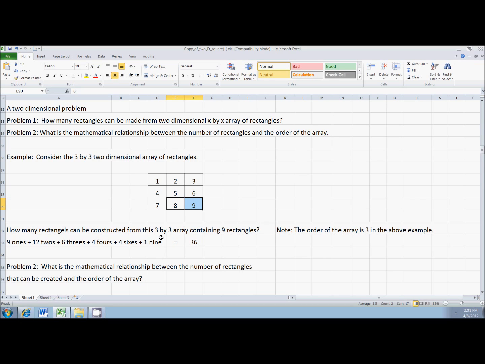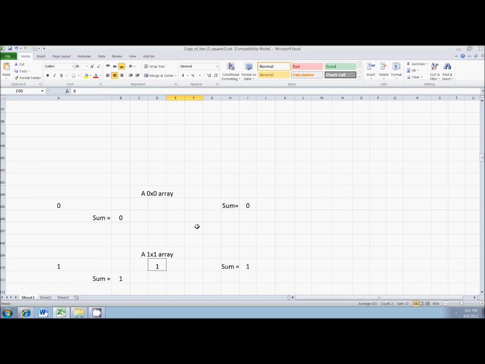We'd like to go through this problem with arrays from 0 by 0, 1 by 1, 2 by 2, 3 by 3, 4 by 4, 5 by 5, etc. We want to know what the mathematical relationship is between the number of rectangles that can be created and the order of the array. This particular array is order 3. It's a 3 by 3. All right, if we had a 0 by 0 array, of course, you couldn't create any rectangles.